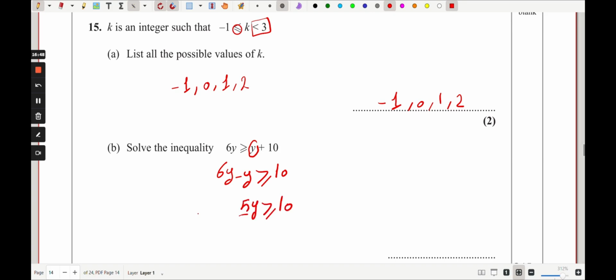Divide both sides by 5. We'll get y greater than or equal to 2. So y is greater than or equal to 2.